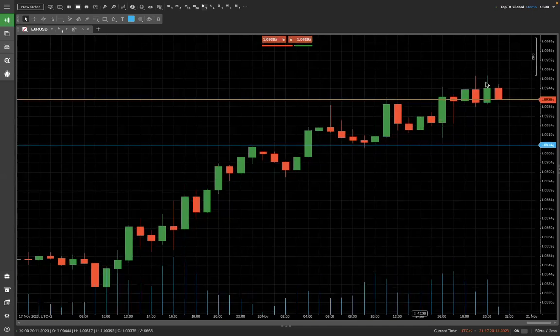Again, we got the tweezer top, this kind of a pattern here: big long shadow, the red candle, big upper shadow, green candle. So the market again doesn't know what it wants to do. We might start to go lower.